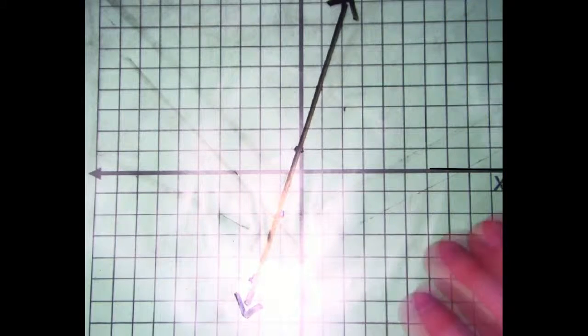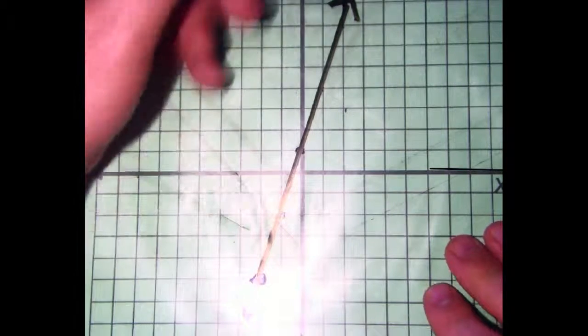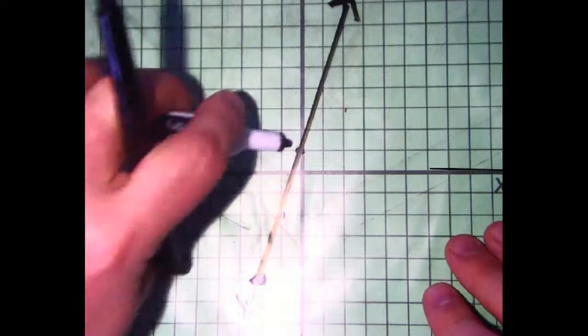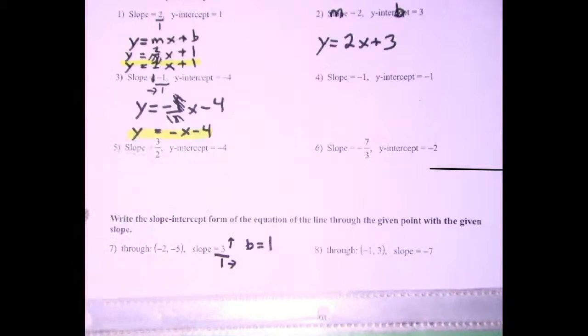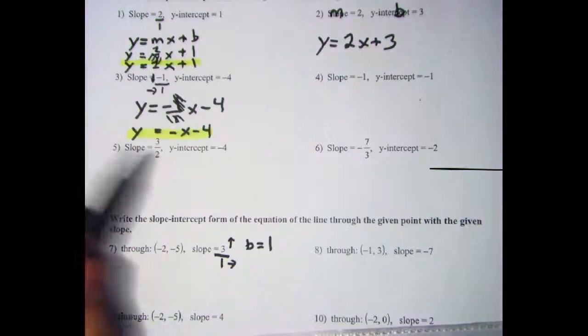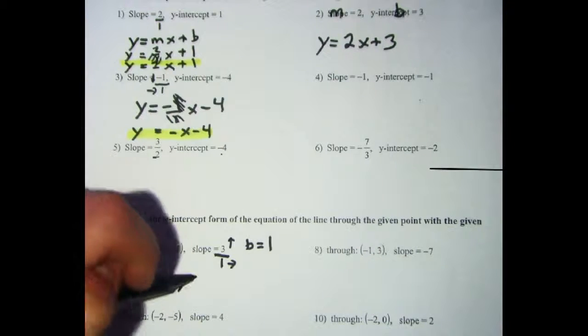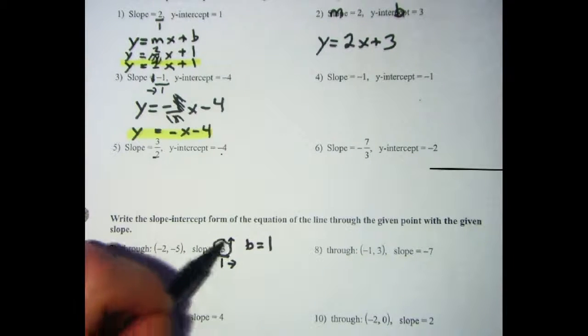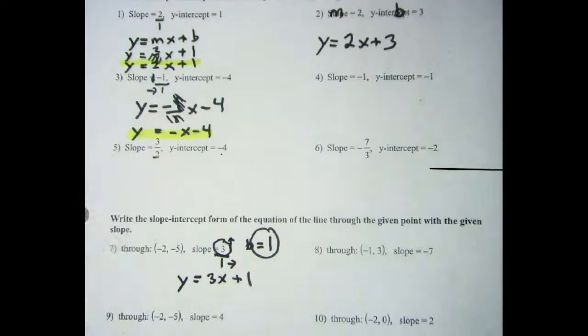So what's the y-intercept of this line? Where does it cross the y-axis? At +1, right here. So our y-intercept equals 1. So now we can get the answer just like we did before, using the slope and the y-intercept. We know our answer is y equals 3x plus 1.